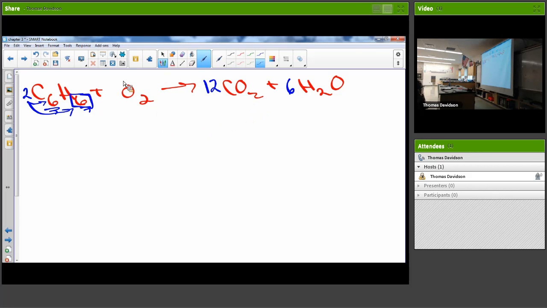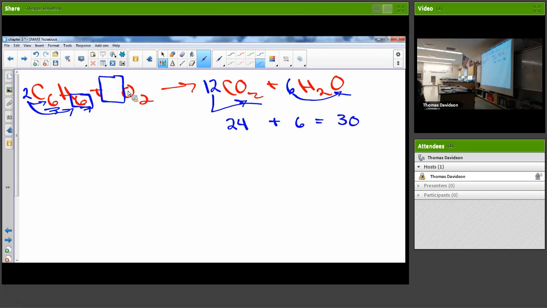We now must find the number in front of oxygen. So just follow, it's not too hard. Oxygen's in 2 locations, so we have to account for both. 12 times 2 is what number? 24, plus, then there is 6 times 1, that is 6. So how many do I end up with? I have 30 oxygens on my right side.